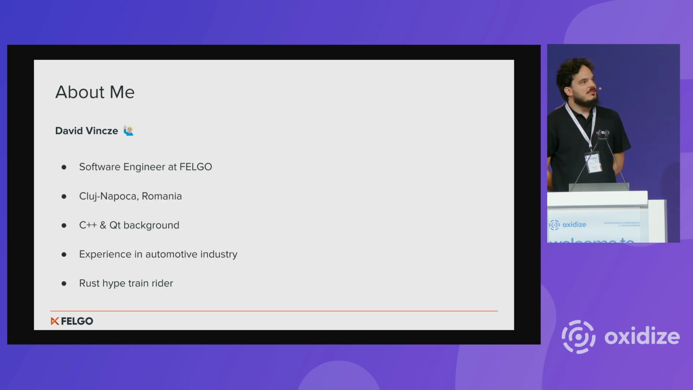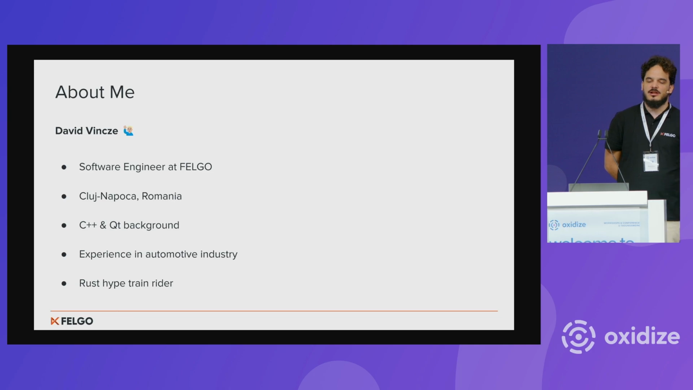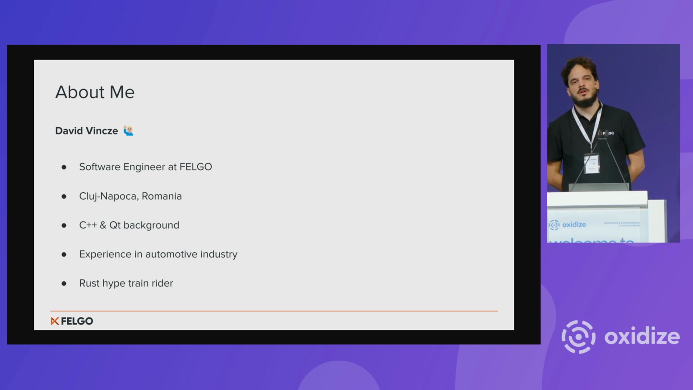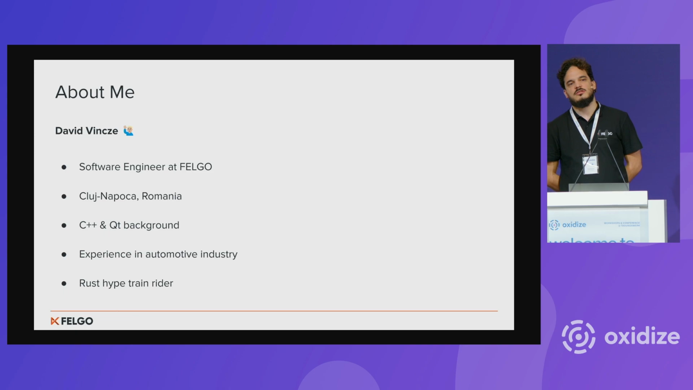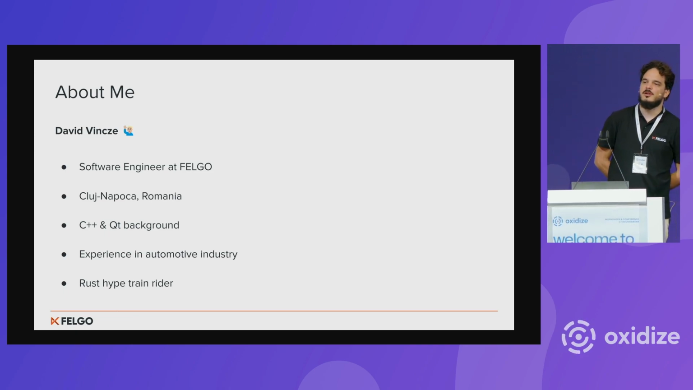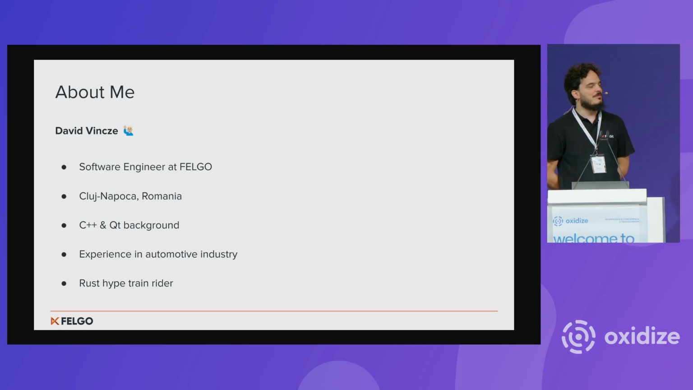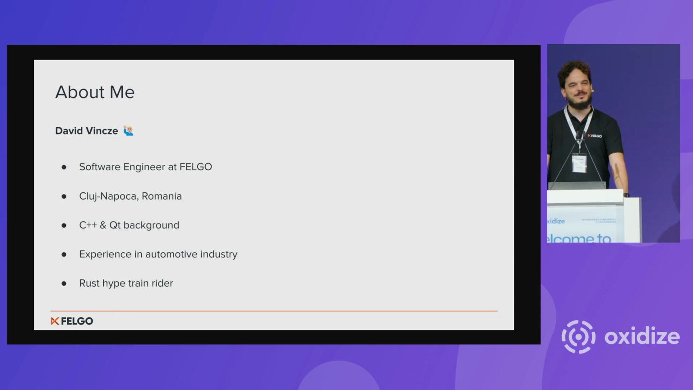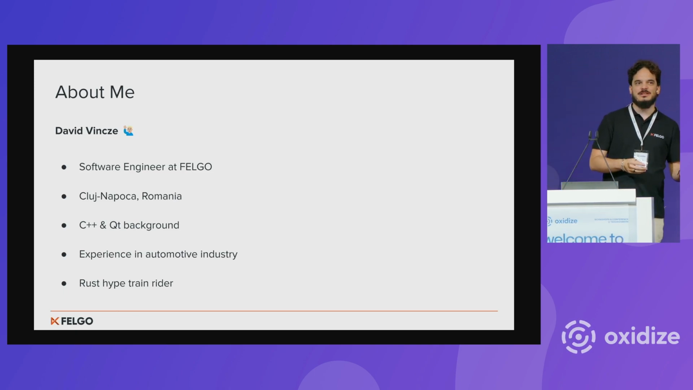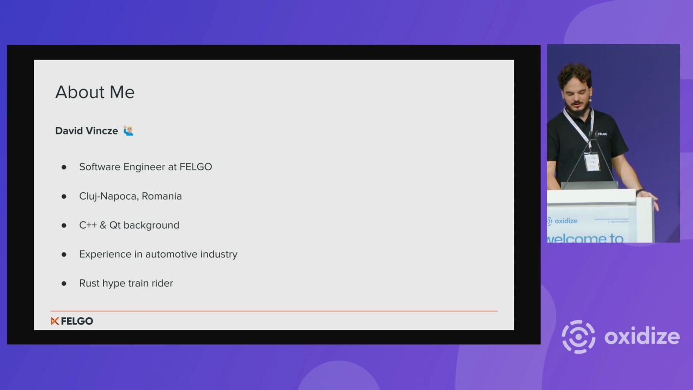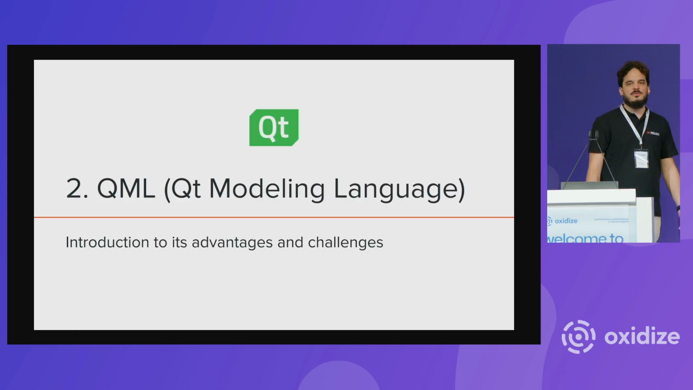About me, I'm David Vincze. I'm a software engineer at Felgo. I am from Cluj-Napoca, Romania. My background is in C++ and Qt, in the automotive industry, working on instrument clusters, mostly the entertainment part, and HMI navigation. And the Rust hype train caught me as well, with Rust being so amazing, like I think every one of you think like that. So that's what led me to explore Slint, as it's really similar to QML and it can be used with Rust. So how many of you actually know about Qt and QML?